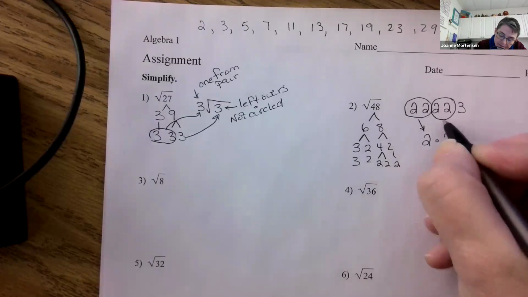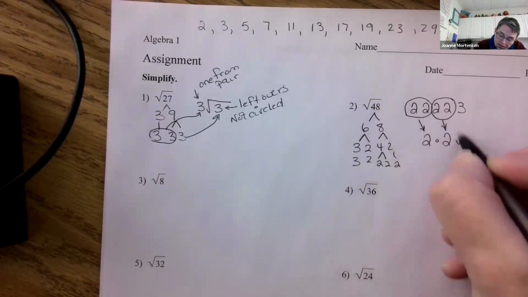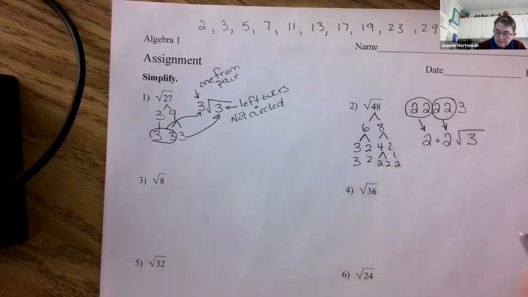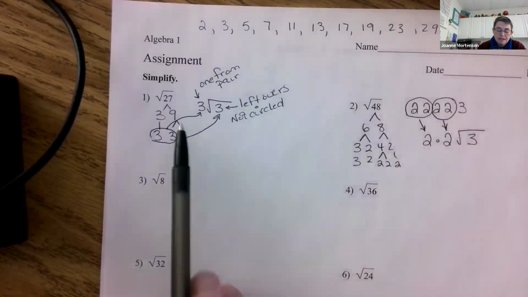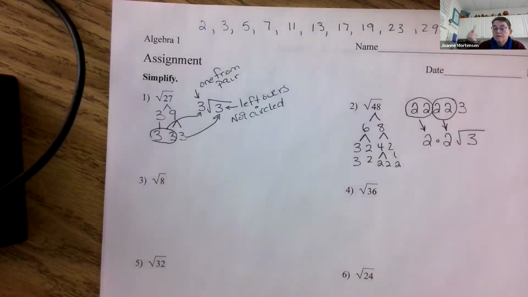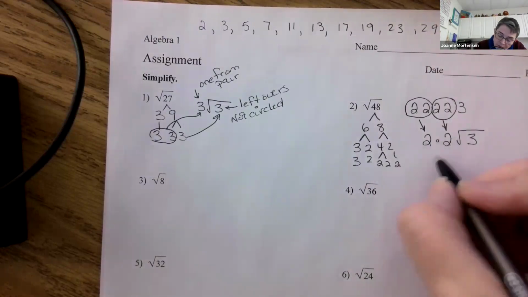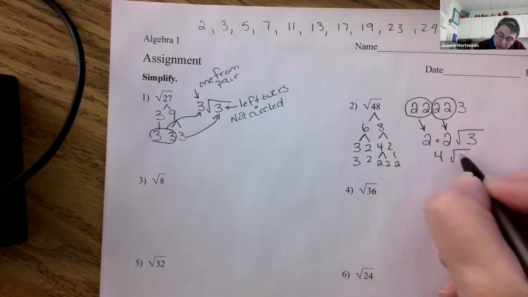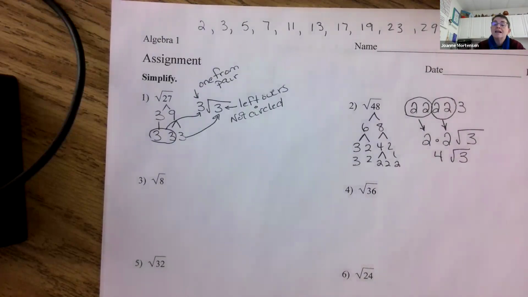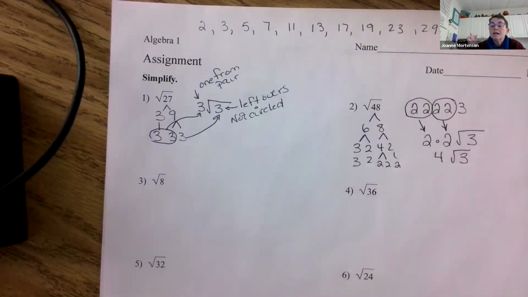So 2 times 2, and the leftovers. And then we simplify. On this one, there was nothing to simplify. So 2 times 2 is 4, root 3. Ta-da!